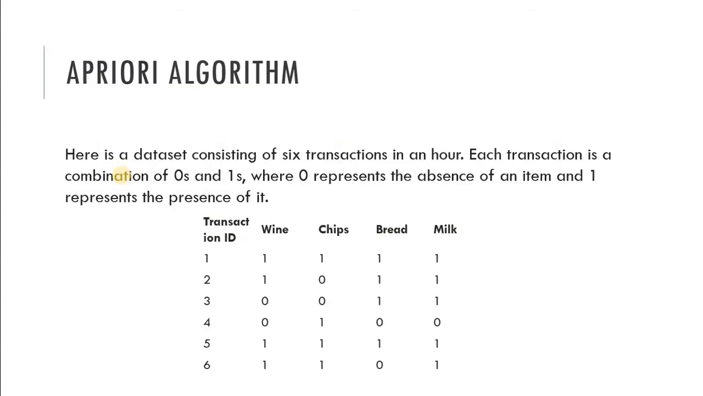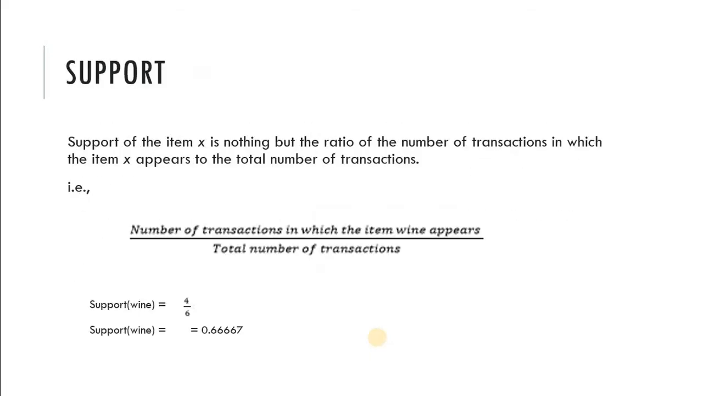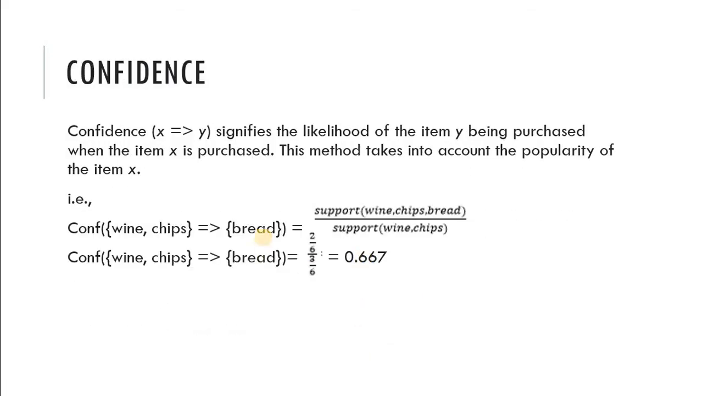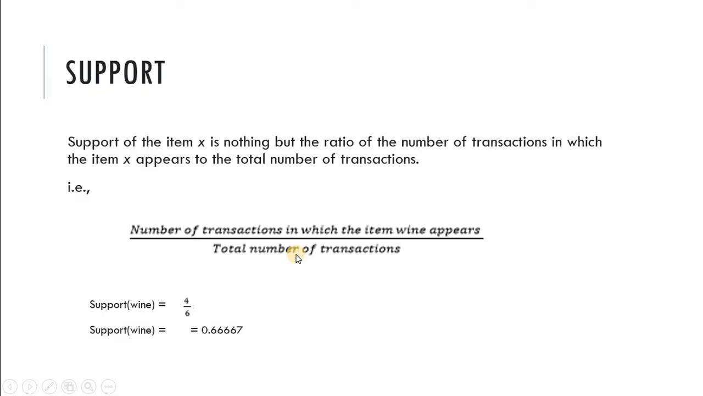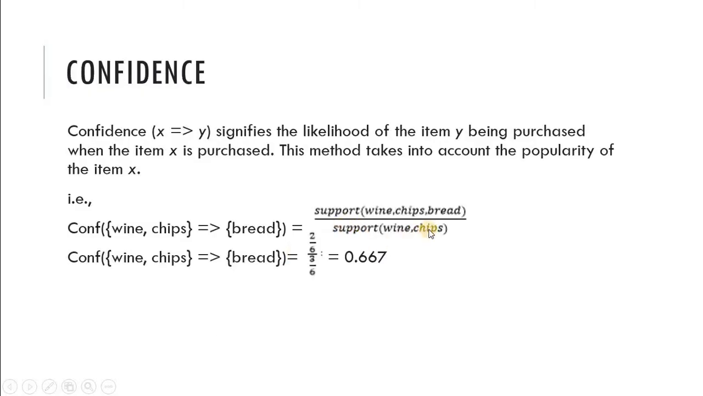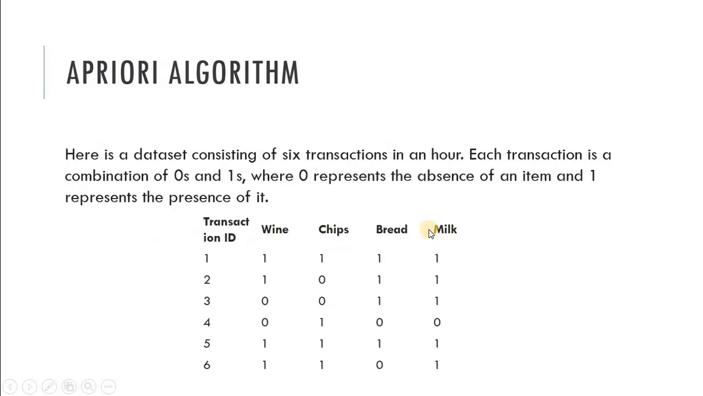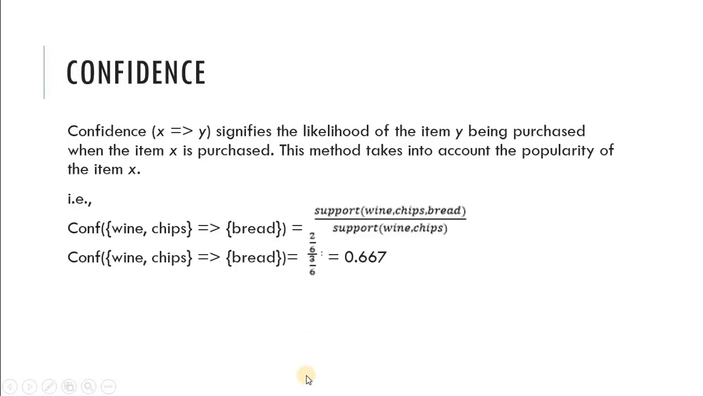Now let's consider in which transactions wine, chips and bread are bought together. Transaction number 1 and transaction number 5. So 2 times these items are purchased together. So 2 divided by 6, divided by the support of wine and chips. Wine and chips occur together 1, 2 and 3 times. So 3 divided by 6. So this is how confidence is calculated.